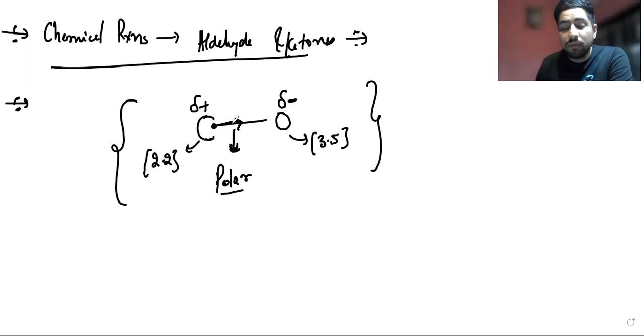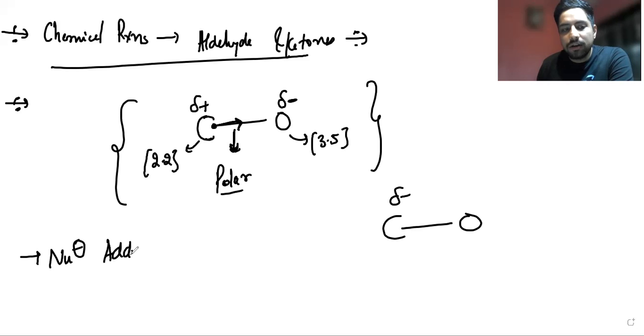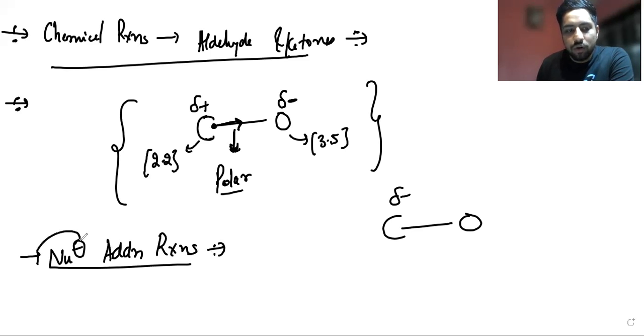Now, as this carbon-oxygen bond is polar and there is a partial positive charge on the carbon, aldehydes and ketones usually undergo nucleophilic addition reactions. They undergo which reaction? Nucleophilic addition reactions. Now, what is a nucleophile? A nucleophile is that substance which is rich in electrons, right?